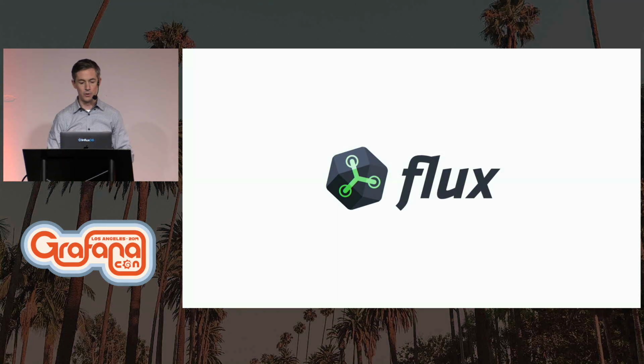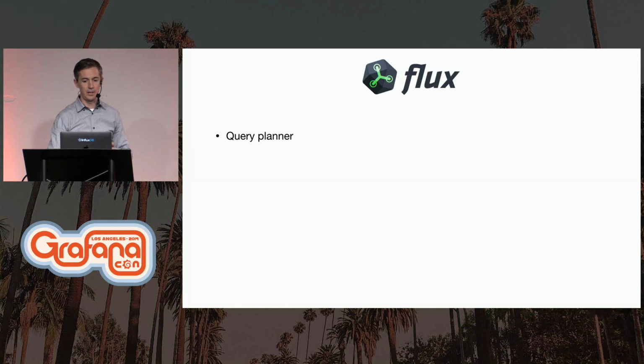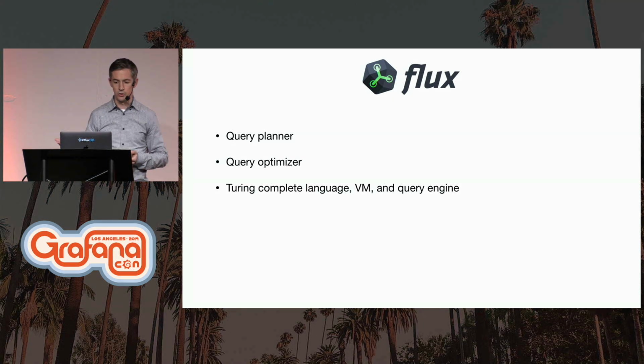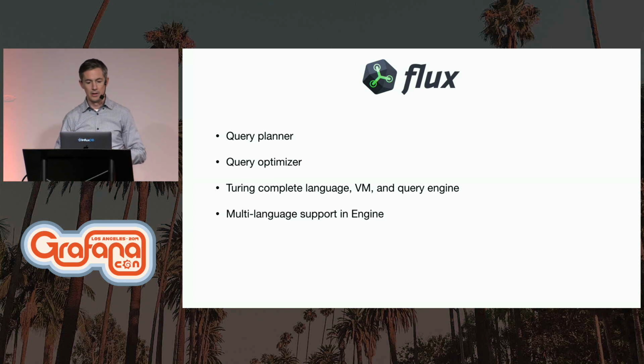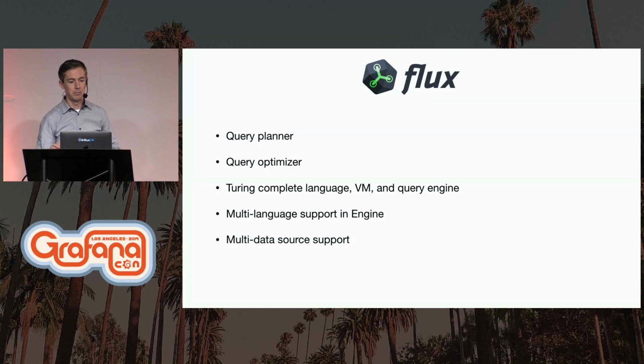and a half. So before we dive in, I'll define what it is for people who don't know. Flux is a new open source, MIT licensed scripting and query language that we're developing at InfluxDB. Specifically, it includes a query planner. It includes a query optimizer. It's a Turing-complete language with a virtual machine and a query engine. There's multi-language support in the engine by design and multi-data source support. And I'll talk about these a little bit.